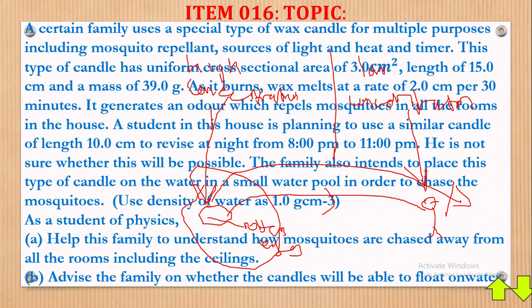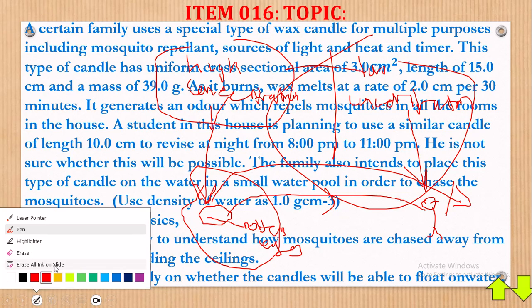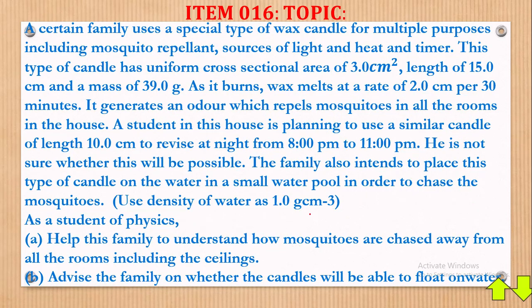So this gives us a definition of what diffusion is. Diffusion is the movement of particles from a region of higher concentration to a region of lower concentration, in simple terms. And now that part A is answered based on that, we can have our mosquito repellent right here.